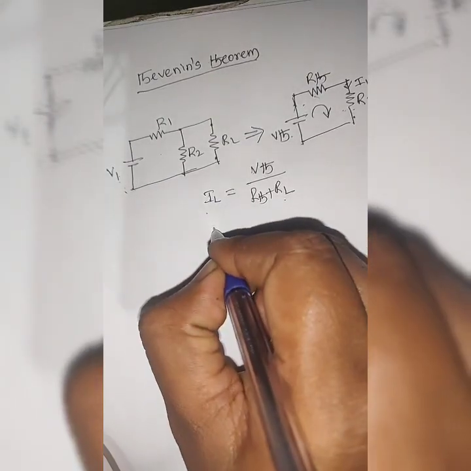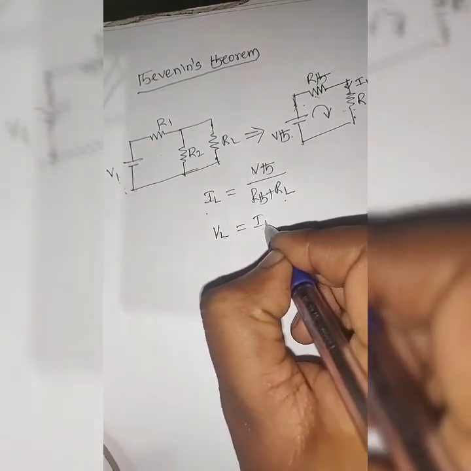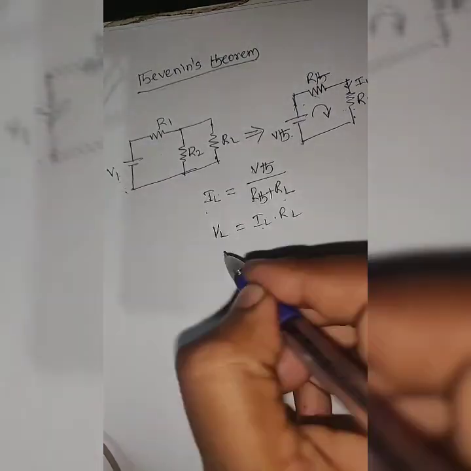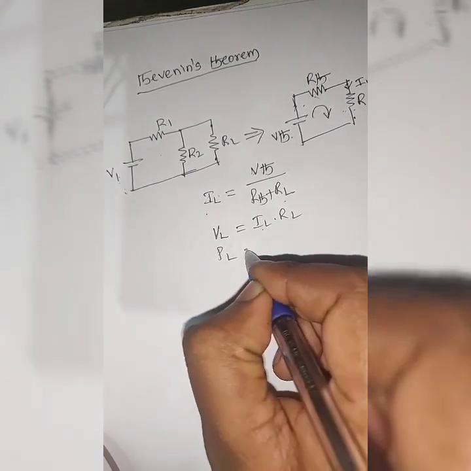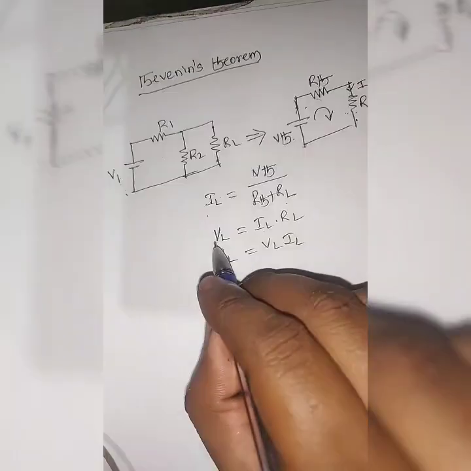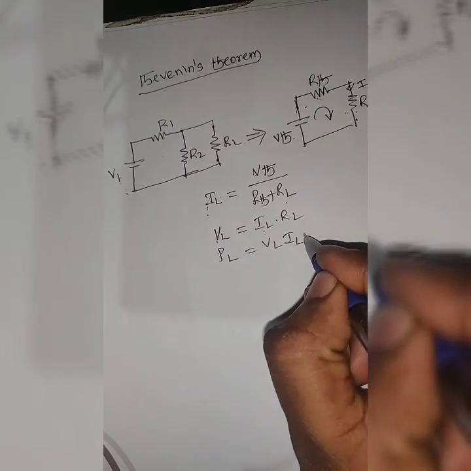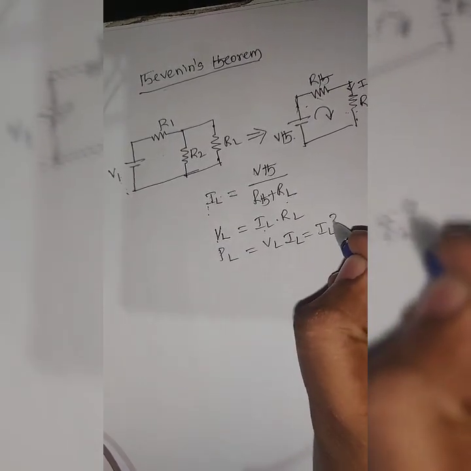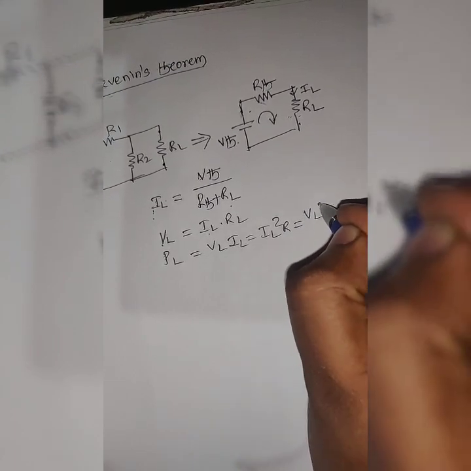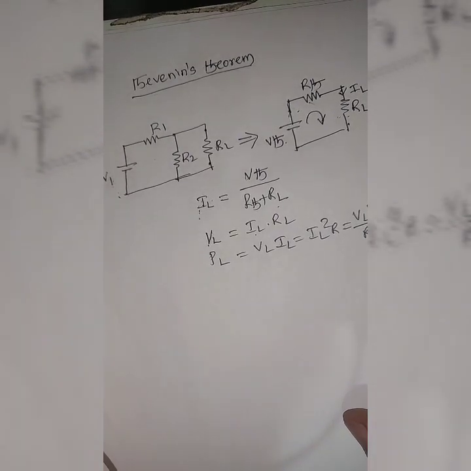Suppose we have to find the voltage VL. VL is equal to IL into RL. You can substitute this IL here and get the voltage. The power across that element, PL, is VL into IL. Already we have VL and IL, so substitute here and you get the power PL. It can also be written as IL square into RL, or VL square by RL. In this way we have to find them.